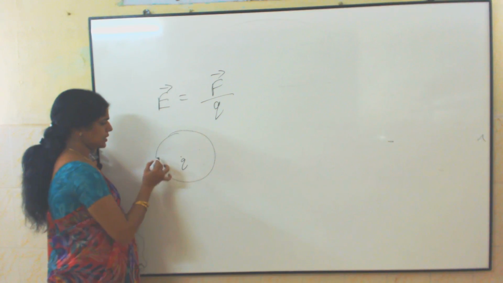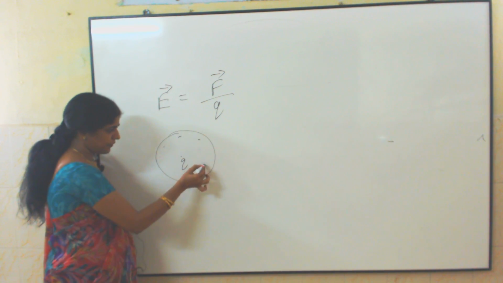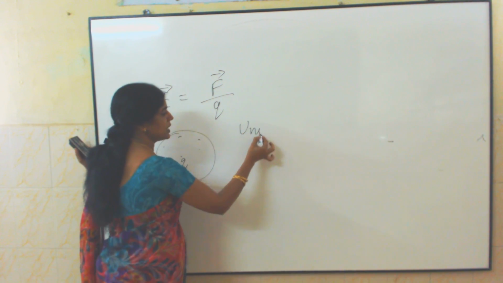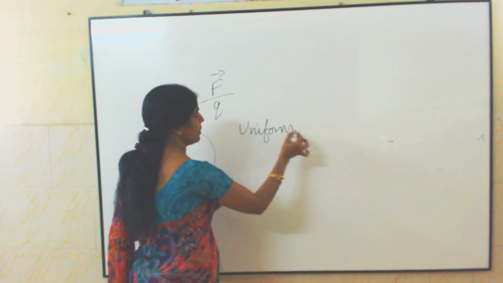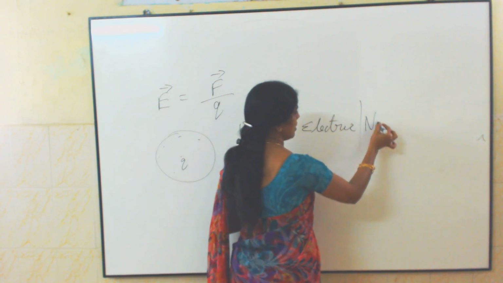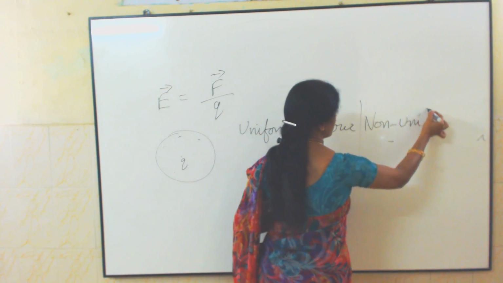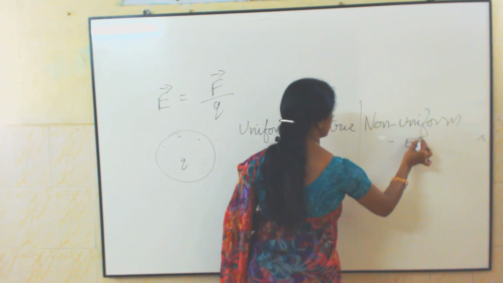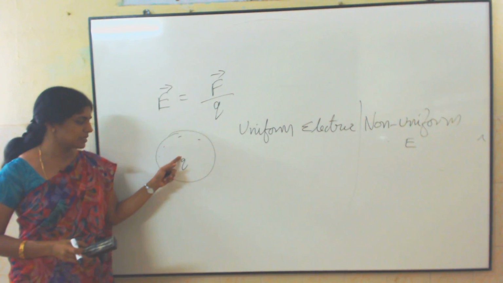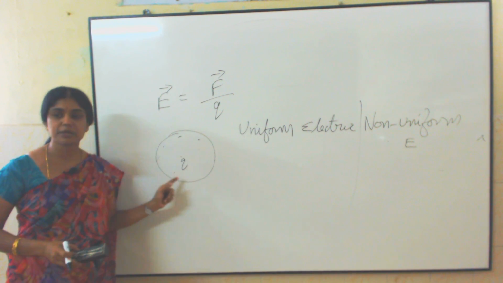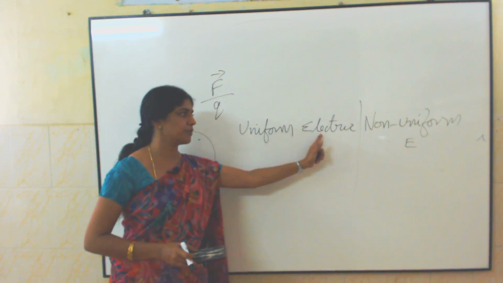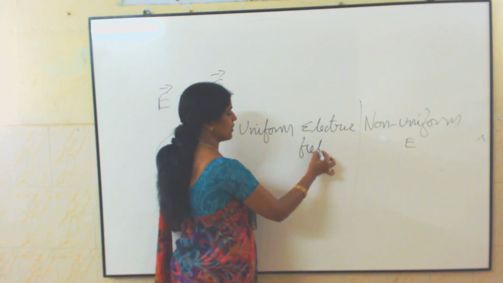Now, in an electric field, so this is the electric field due to this point charge Q. If I take any point in this electric field, at different points, if the charge experiences the same force, we will see first what is meant by uniform electric field and non-uniform electric field. In this electric field, if this charge Q experiences the same electric force at different points, that electric field we call it as uniform electric field. So what is uniform electric field?